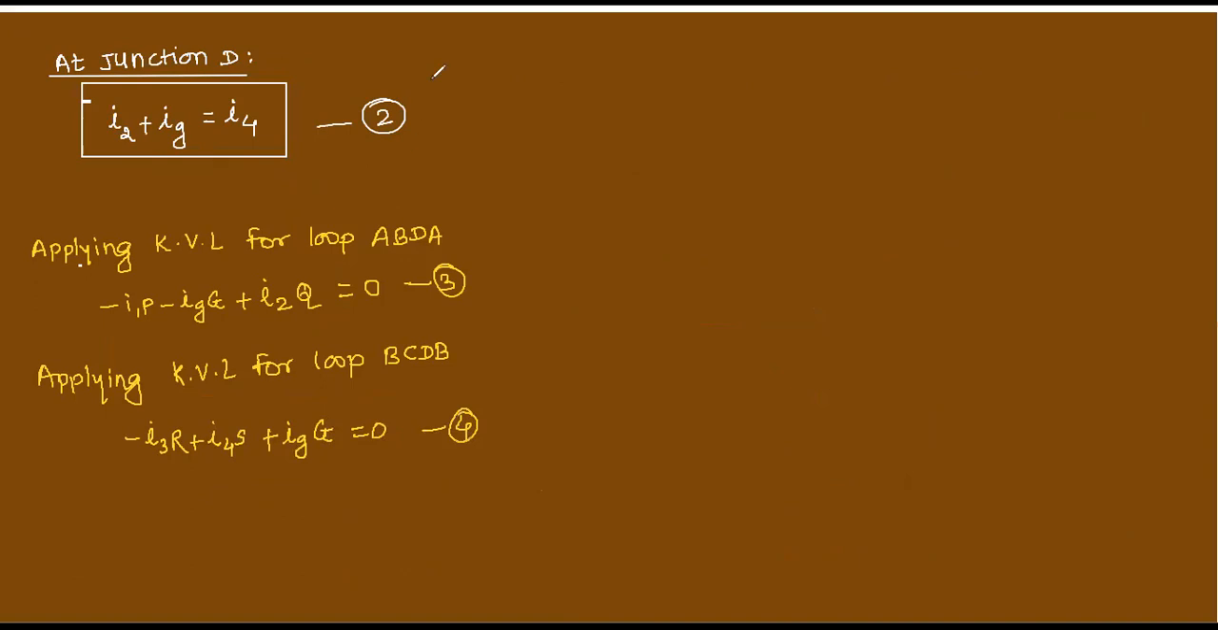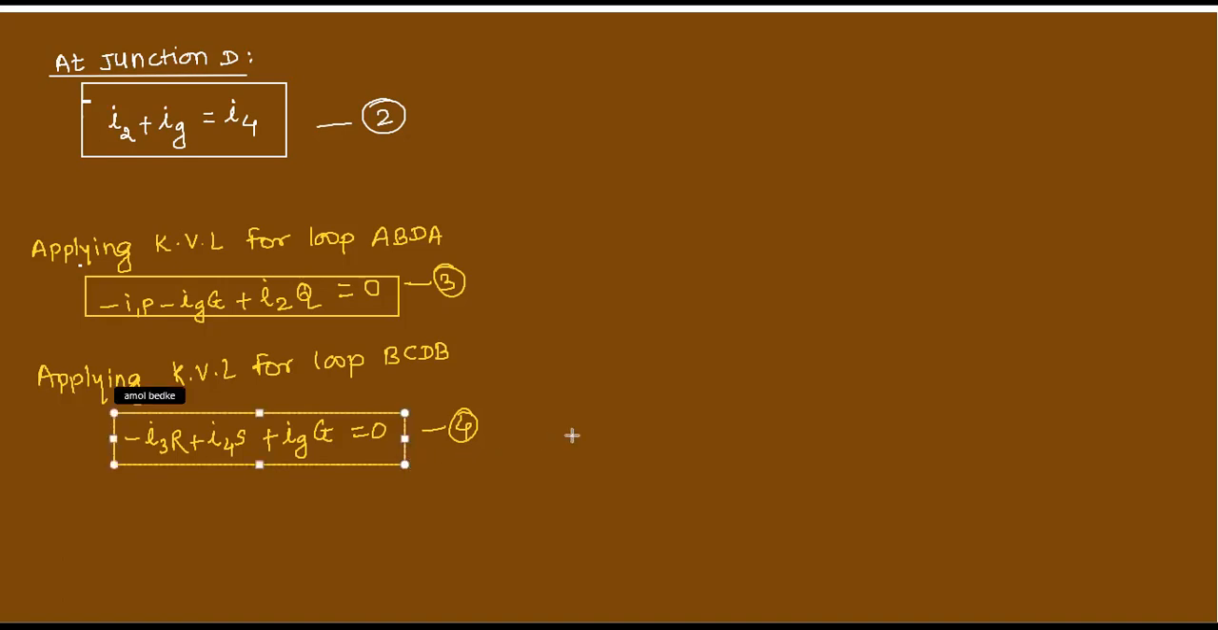Is that clear? In the direction of current, IR has negative sign. Opposite to the direction of current, IR has positive sign. This is the rule which we have used here. That is Kirchhoff's laws. So now we got 1, 2, 3, 4 equations, right?